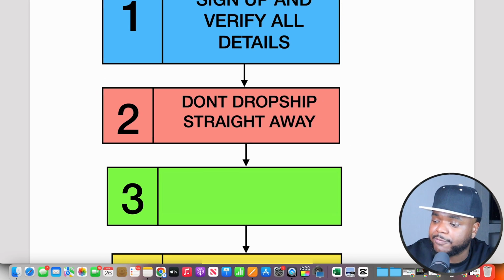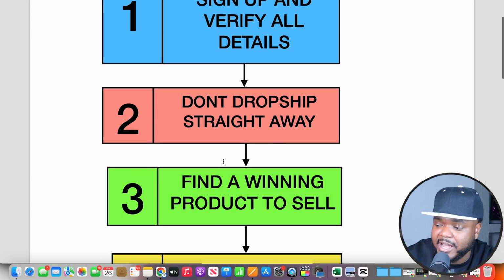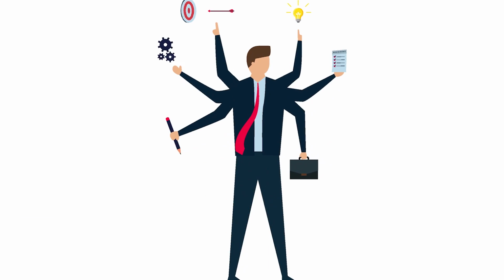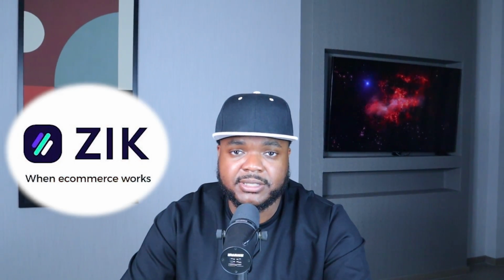But moving on to the third step, which is knowing how to find a winning product to sell. Now there's so many different ways out there that you can use when it comes to finding a winning product, but I would say that specifically when it comes to selling on eBay, one of the best tools that you should consider using is Zik Analytics.